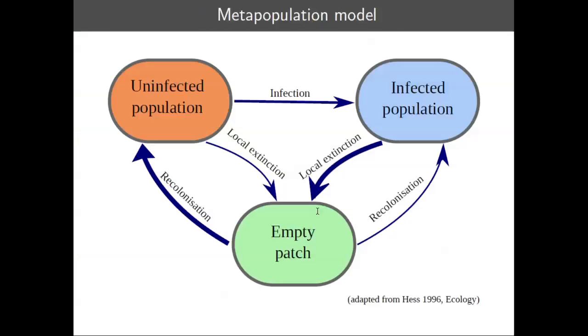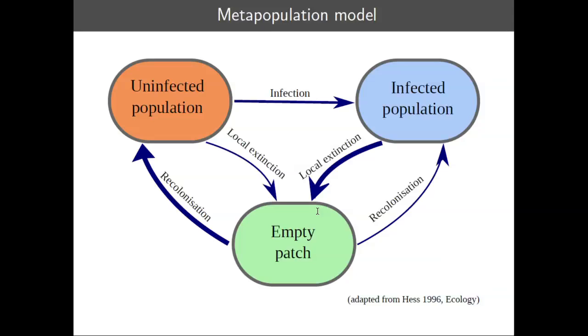So to answer that, I'm going to extend a classical metapopulation model into a spatially explicit model. The classical metapopulation model was first developed by George Hess in 1996, and it's shown by this simple diagram. There are three types of patches in the system: uninfected, infected, and empty. And there are these processes connecting them, infection and recolonization and so on. And you can see that the width of the arrows represent the magnitude of these processes.